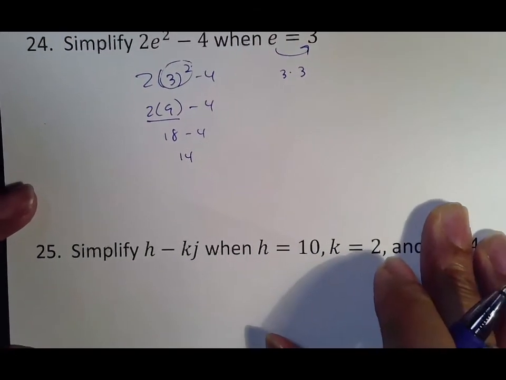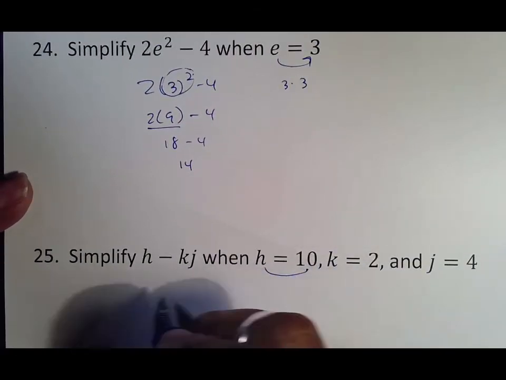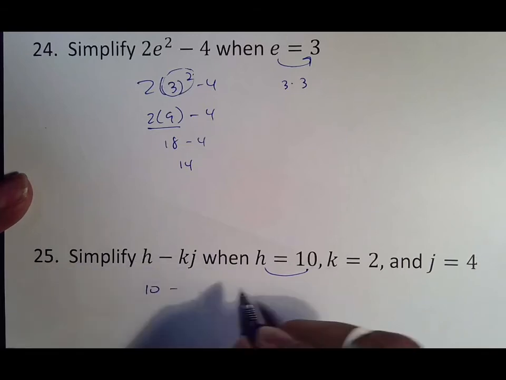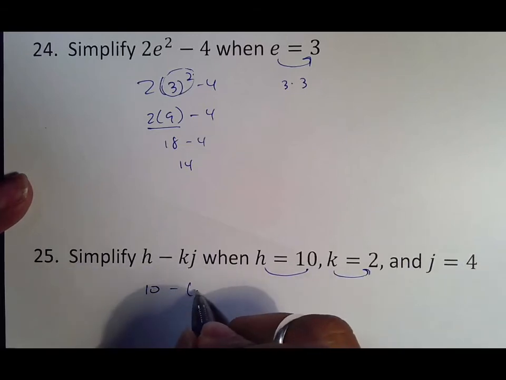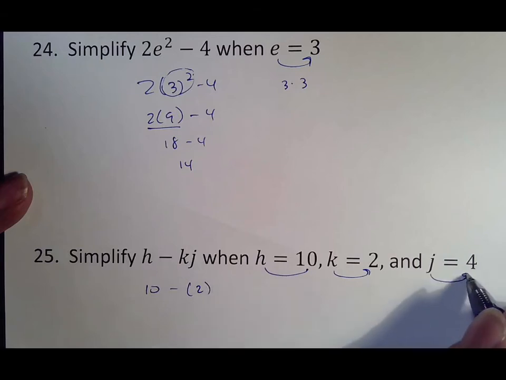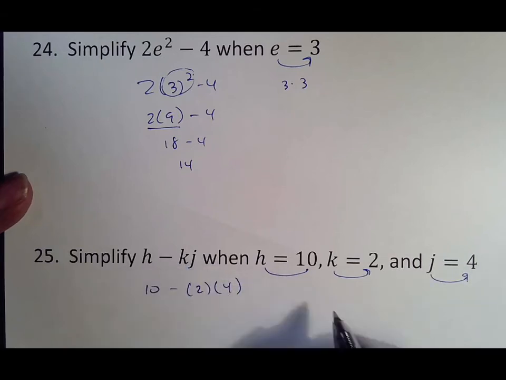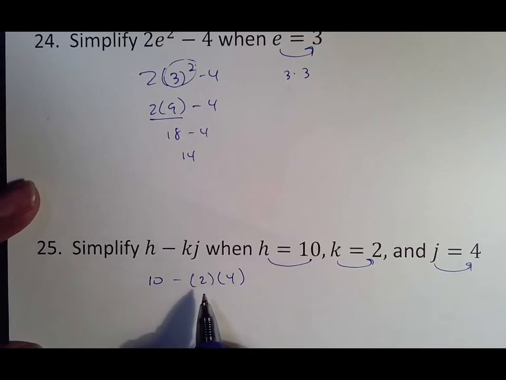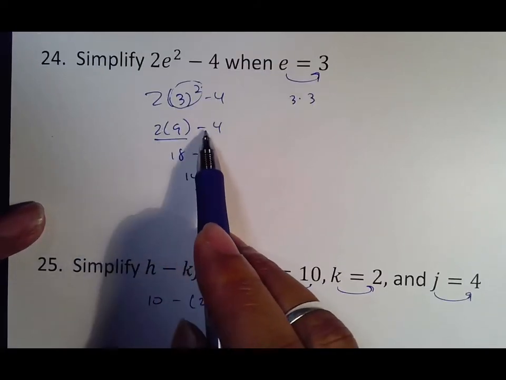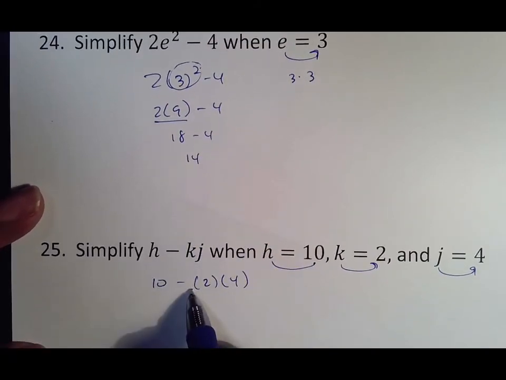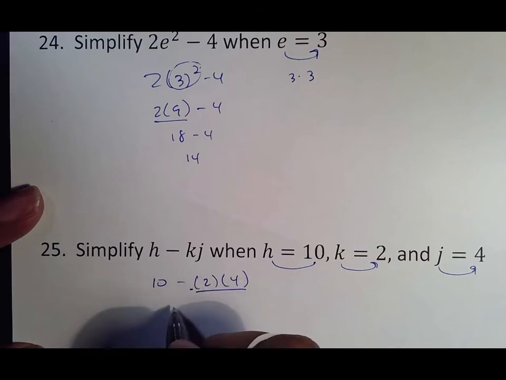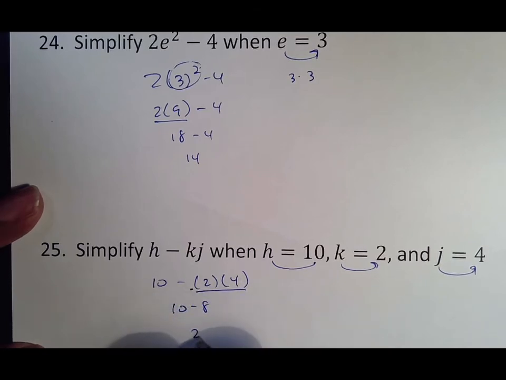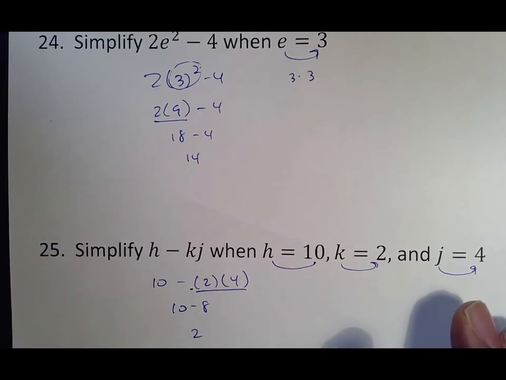Once again on 25, substitute first. That h is just there, so it's fine to just write it. K needs a parentheses because it's attached to J. And J also needs a parentheses because it's attached to K. And again, just like with this one, you did the multiplication before subtraction because it's stronger. Same thing here. Subtraction's weak. Multiplication goes first, so 10 minus 8, and 10 minus 8 is 2.